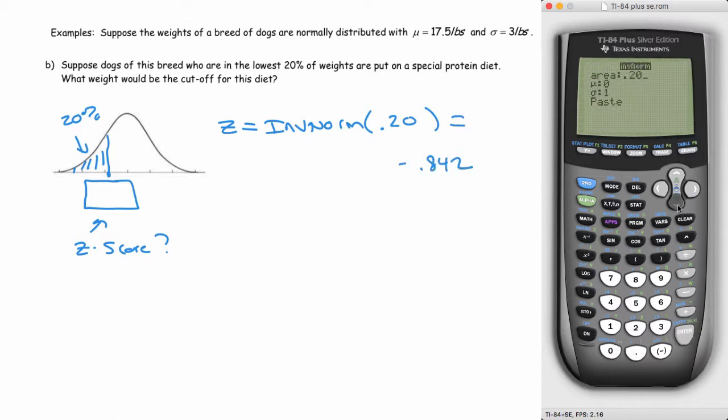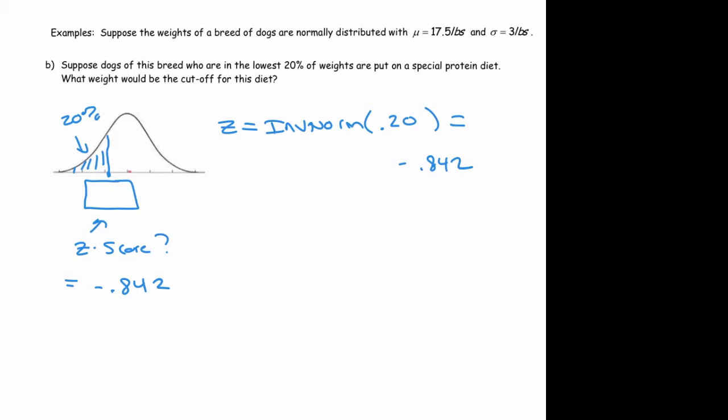Now you should reflect on why that makes sense. Does it make sense we'd get a negative z-score there? Well, yeah, because the mean cuts off the bottom 50% of the data, right? The mean cuts off the bottom 50% of the data. So therefore, if you are cutting off the bottom 20%, then you're below the mean, and that just means your z-score must be negative.